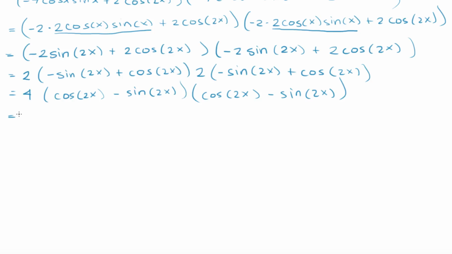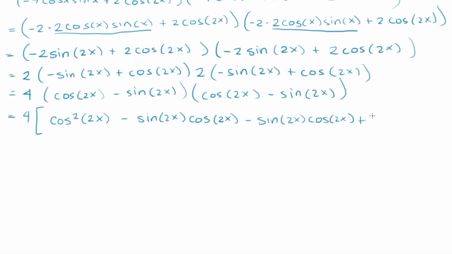Now we expand that, we FOIL. Okay, cosine times cosine is cosine squared of 2x, minus sine of 2x cosine of 2x, minus sine of 2x cosine of 2x, and then plus sine squared of 2x.